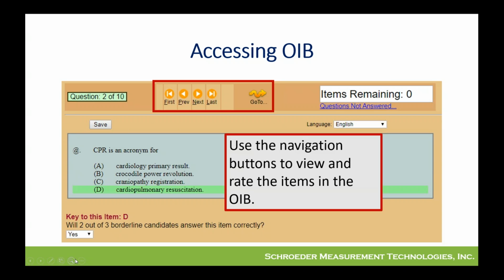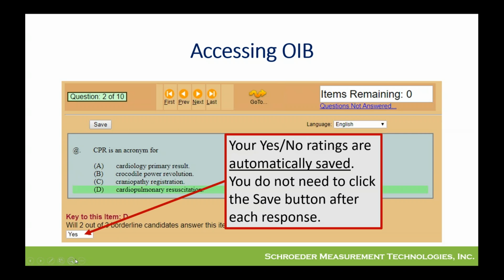Use the navigation buttons at the top of the screen to view and rate the items in the OIB. Your yes/no ratings are automatically saved. You do not need to click the Save button after each response. I will have access to all of your ratings, but please send me an email after you have completed your review to confirm the item that you have bookmarked.